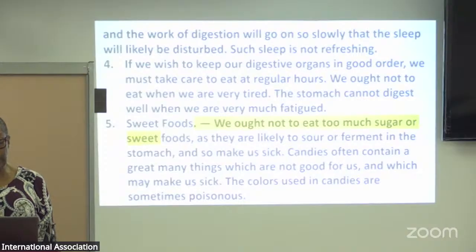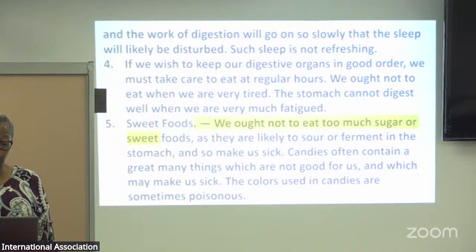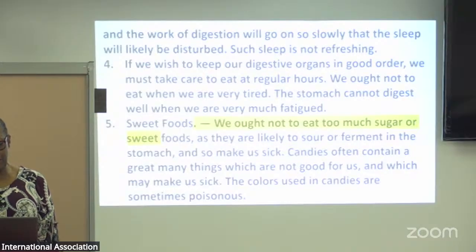If we wish to keep our digestive organs in good order, we must take care to eat at regular hours. We ought not to eat when we are very tired. The stomach cannot digest when we are very fatigued. Sweet foods. We ought not to eat too much sugar or sweets, as they are likely to sour or ferment in the stomach and to make us sick.